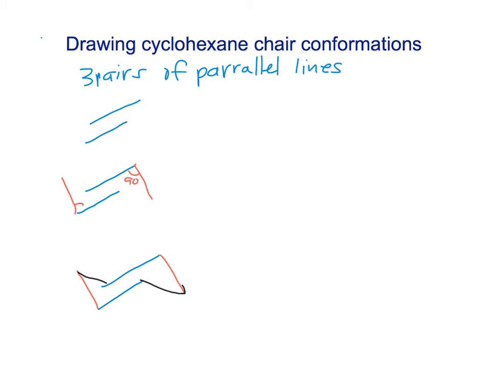So to draw the other types of bonds, if we want to draw the axial bonds, off of every one of these bonds, if these two are pointing up, then the axial bond goes up. If they're going down, then the axial bond goes down, and they alternate up and down around the ring.